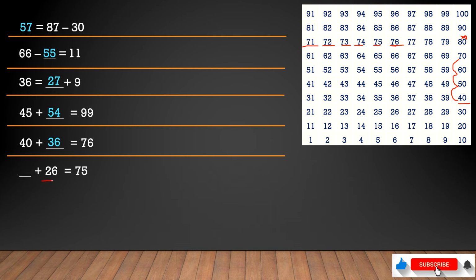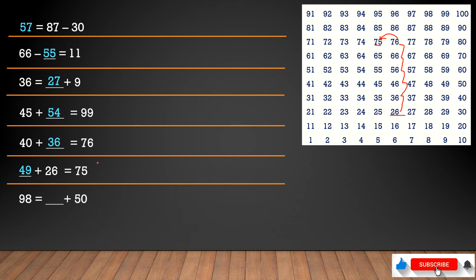Next example, to what number do we have to add 26 to reach 75? This is 26, we want to reach 75. Again, this is easy. 10, 20, 30, 40, 50, and here we are moving left. So after 50 we are subtracting 1. So we'll get 49.